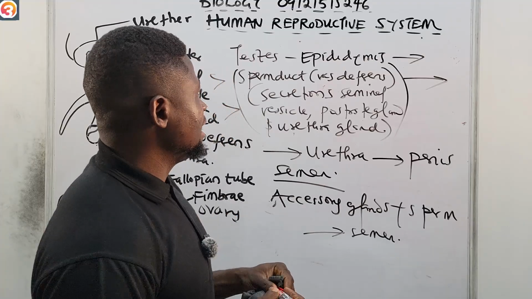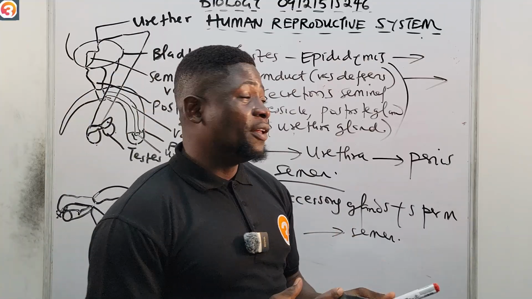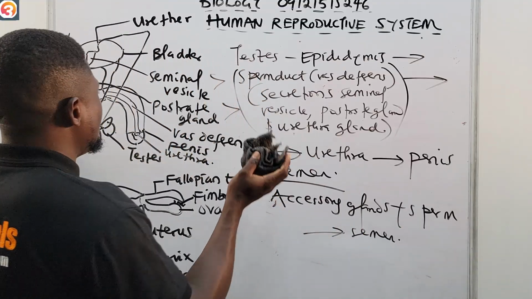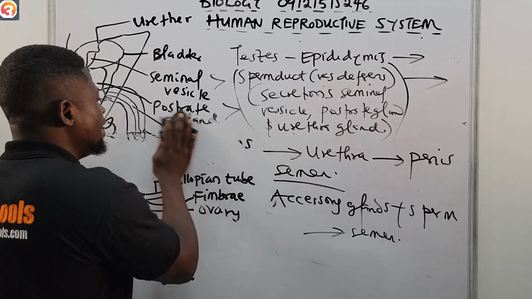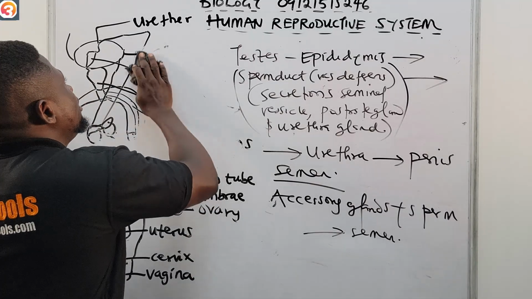Now that is the male reproductive system. And now let us look at the female. Let's see the female reproductive system.